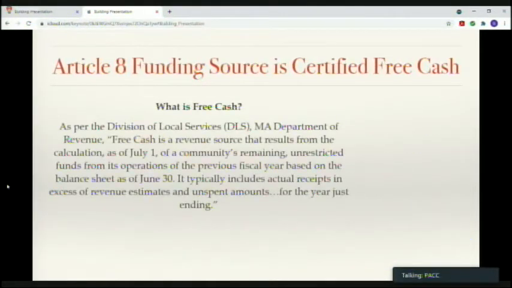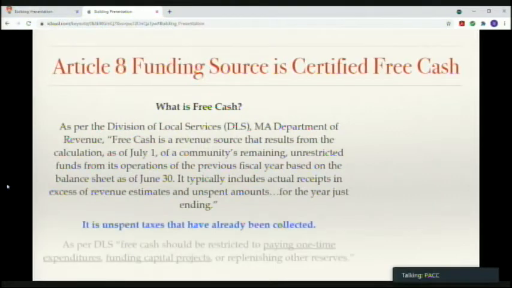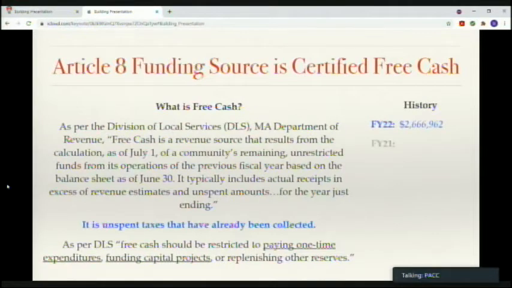So the funding source for this article, and we're going to breeze through this pretty quickly because this is not the nature of this public hearing, is just identified as being certified free cash, which, as per state guidance, would be an appropriate usage of those funds.